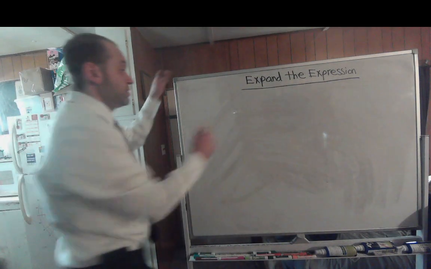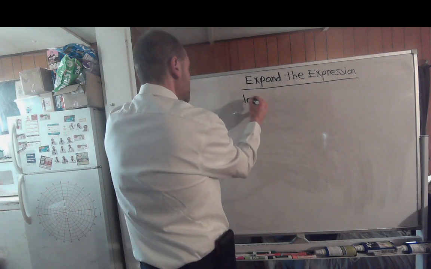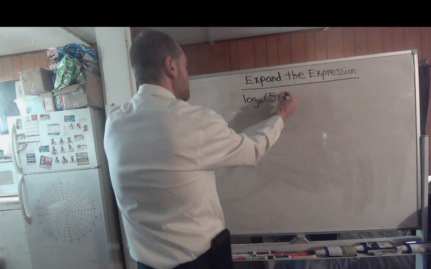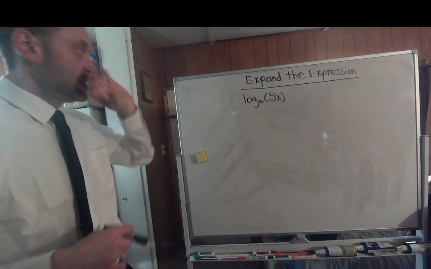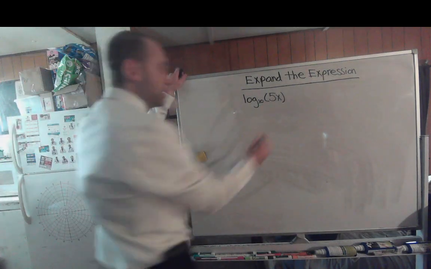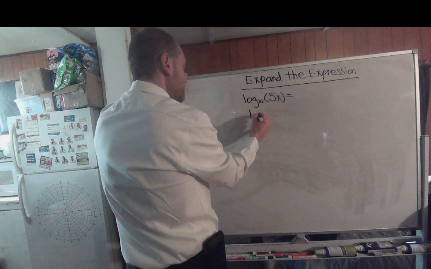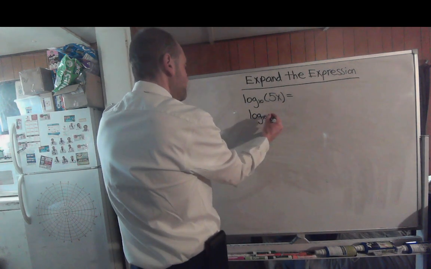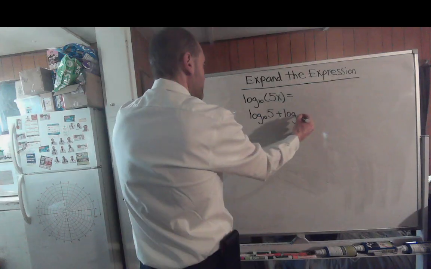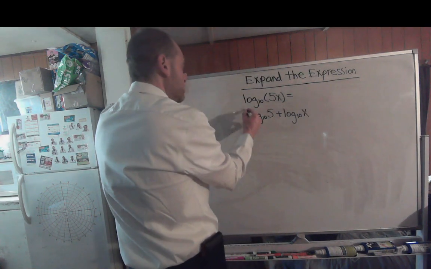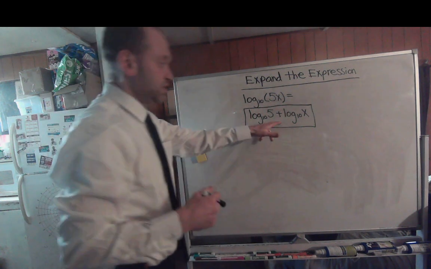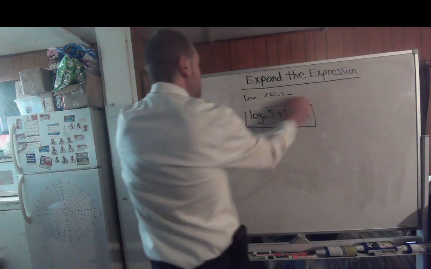So let's say you have log base 10 of 5x. So we want to expand this. Well, you have a product of two numbers inside the logarithm. This would just be the same as log base 10 of 5 plus log base 10 of x. And that would be the best you could get. Easy enough.